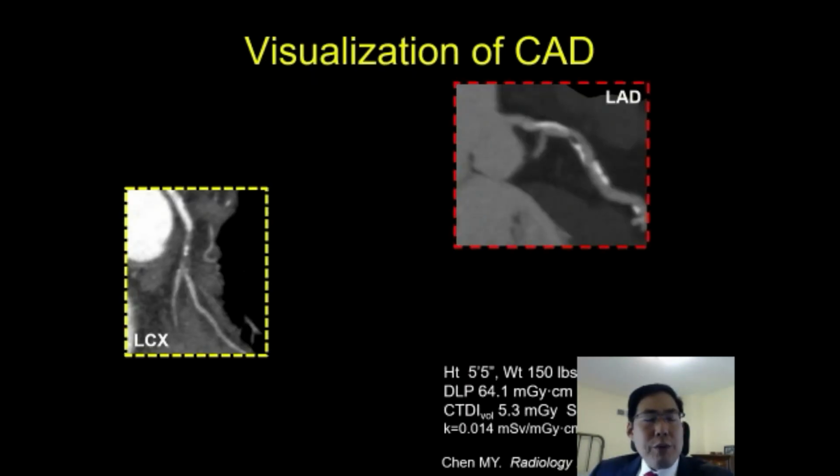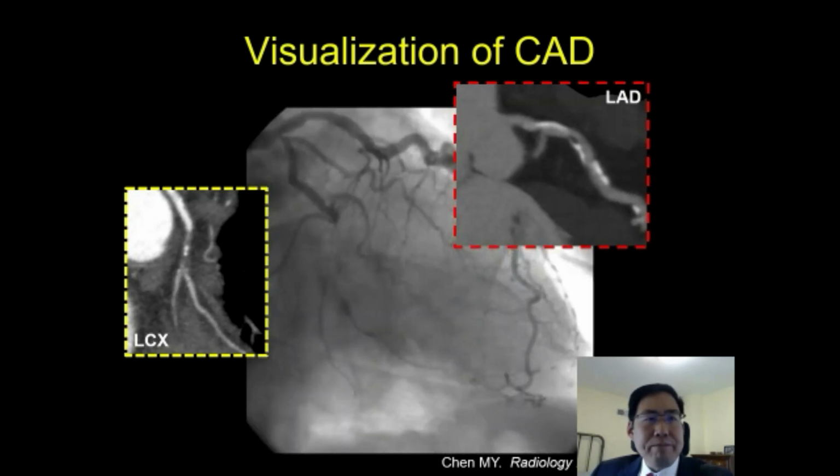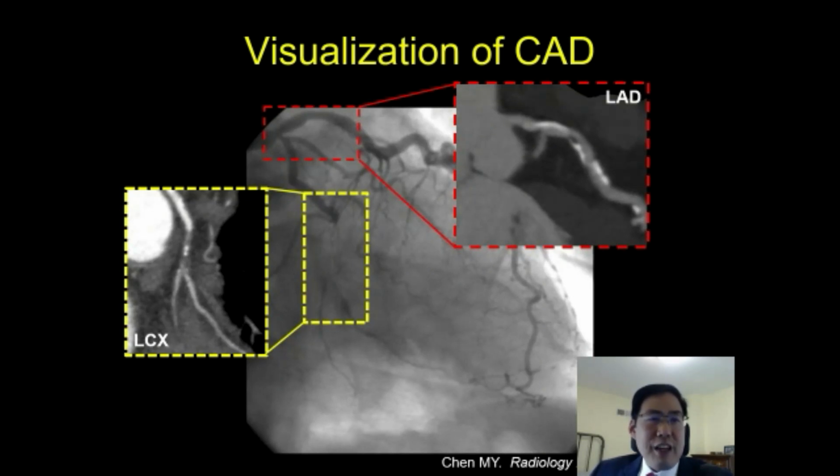It's important that we make an accurate diagnosis. And in this patient, there's a very high-grade stenosis here in the mid-circumflex, and in the LAD, there's areas of calcified and mixed plaque, but it's non-obstructive. And when we look at the invasive angiogram, there's a very high correlation of what we see non-invasively by CT versus the gold standard invasive cath.